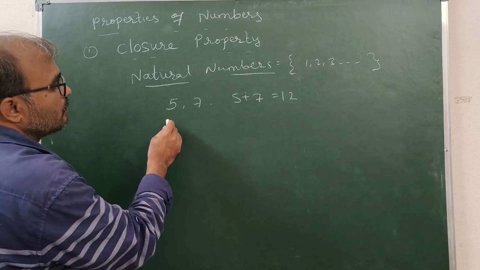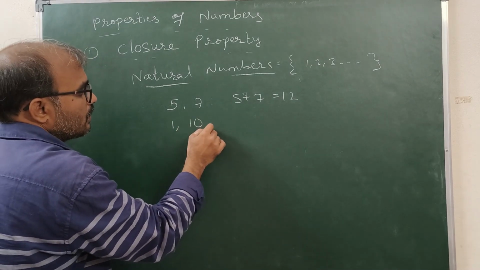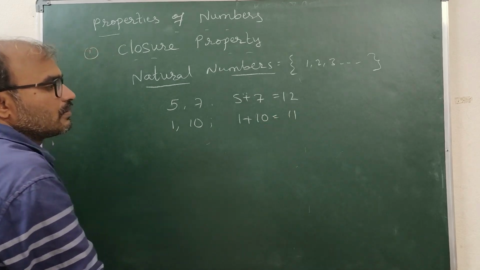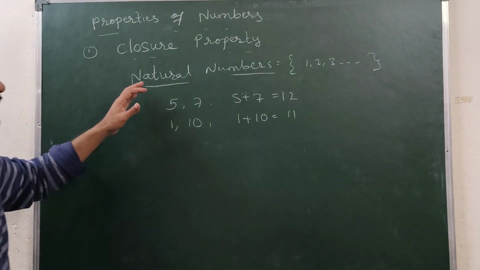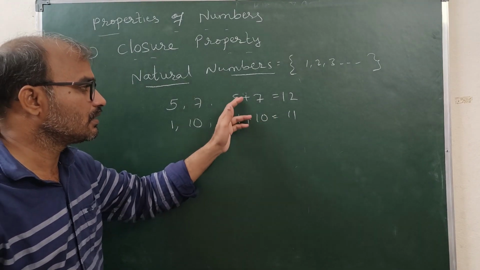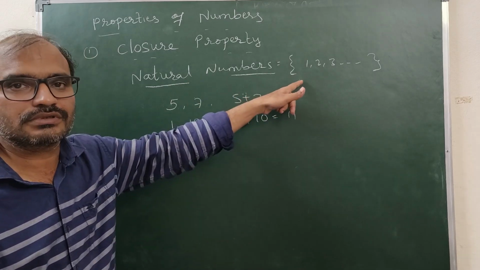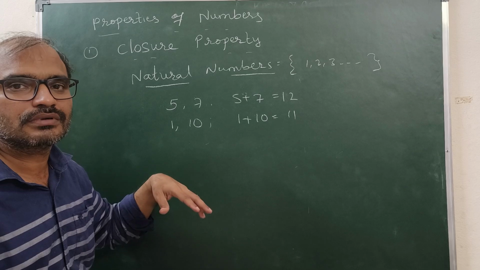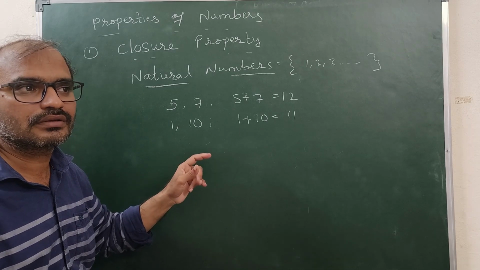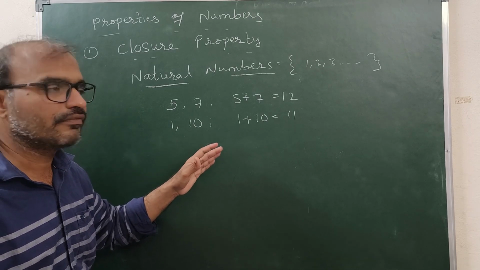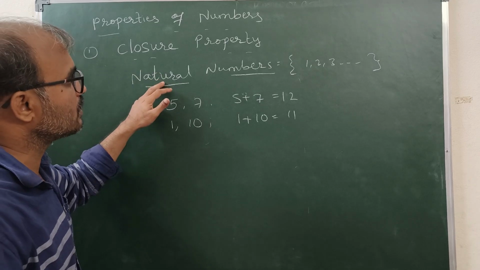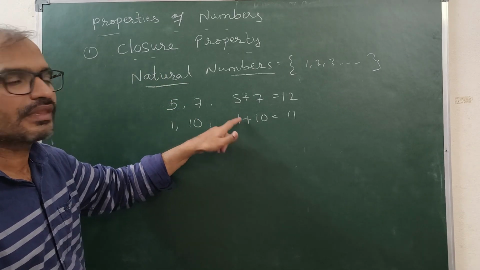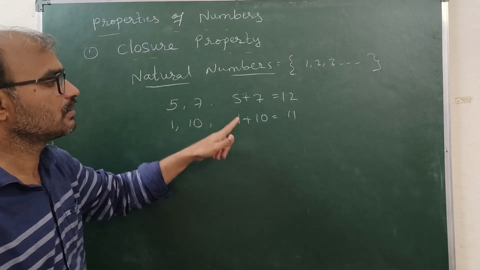You take another two numbers. 1 comma 10. Add them. 1 plus 10 is equal to 11. Thus not only these numbers, you take any two numbers and add them. Do you get again a natural number? Yes, right? That is why we say natural numbers are closed under addition. Natural numbers are closed under addition.